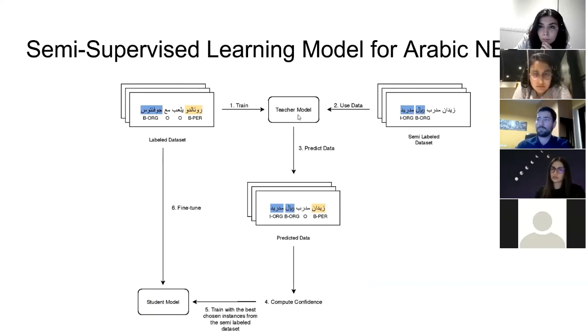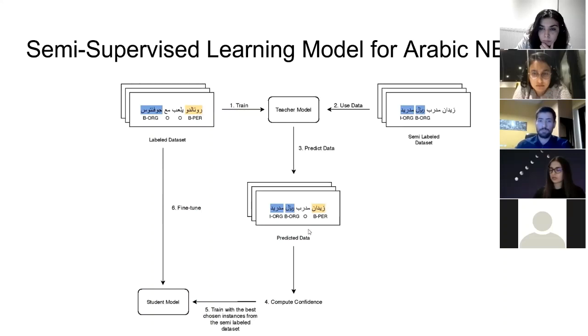Second, we predict the labels of the non-labeled tokens of the semi-labeled data set using our teacher model. For example, we have here Zidane, Mudarib, Real Madrid. Real Madrid is labeled, but Zidane and Mudarib are not. So our teacher model will label them: it will label Zidane as a person and Mudarib as other, because it's not a named entity.